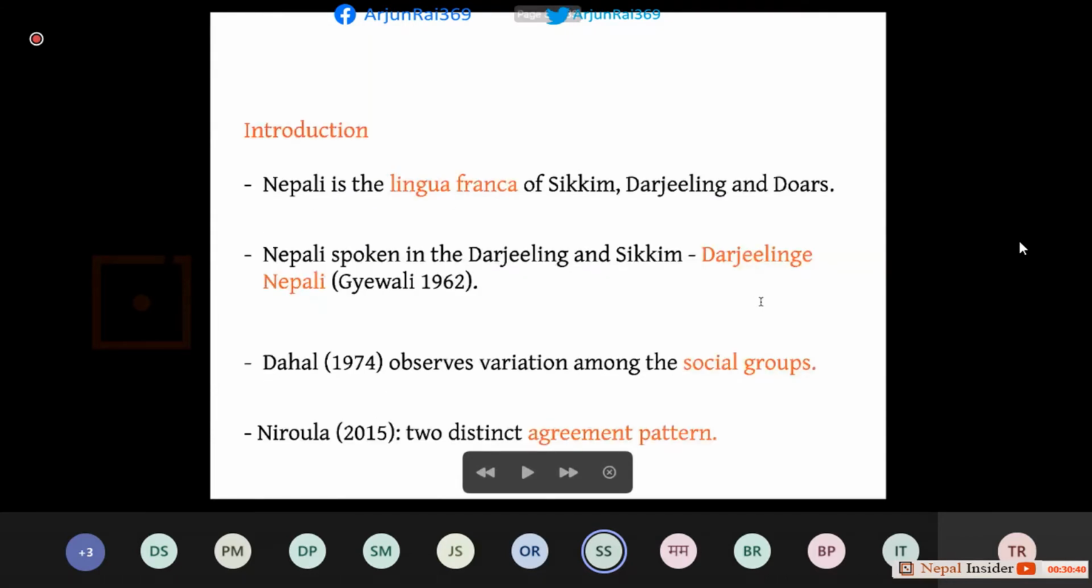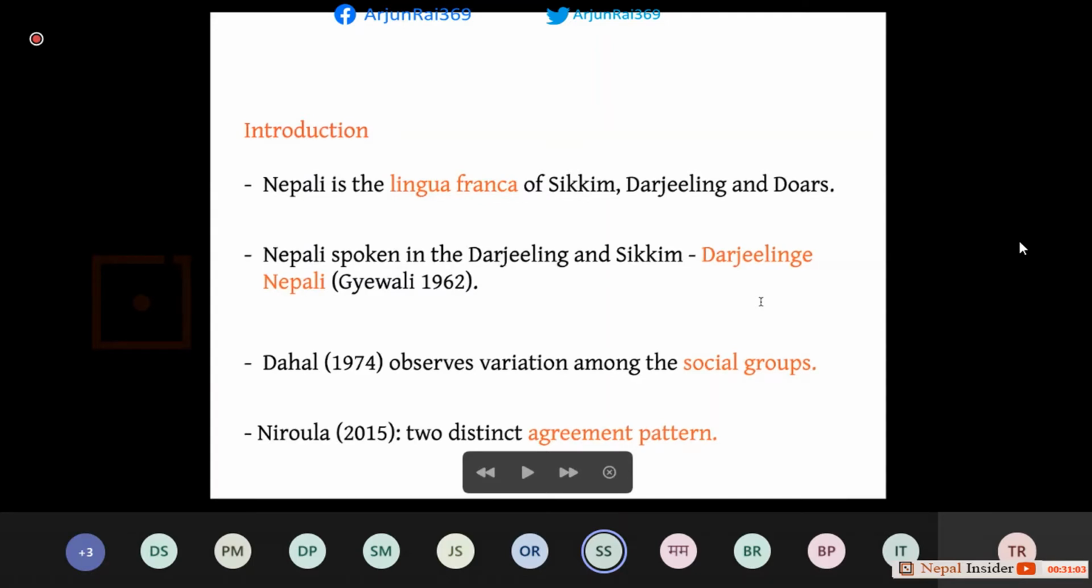To introduce, it is essential to introduce Nepali, since most of the time Nepali is only considered as a language of Nepal, whereas there are a large number of speakers in Sikkim, Darjeeling as well as in Duars. And we in Darjeeling and Sikkim, this variety of Nepali is distinct from that of Nepal and it's known as Darjeeling Nepali way back from 1962.